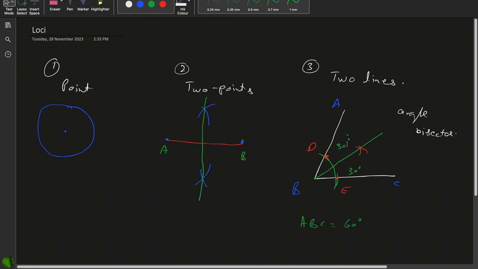Any confusion till now? Locus of point, locus of 2 points, locus of 2 lines.